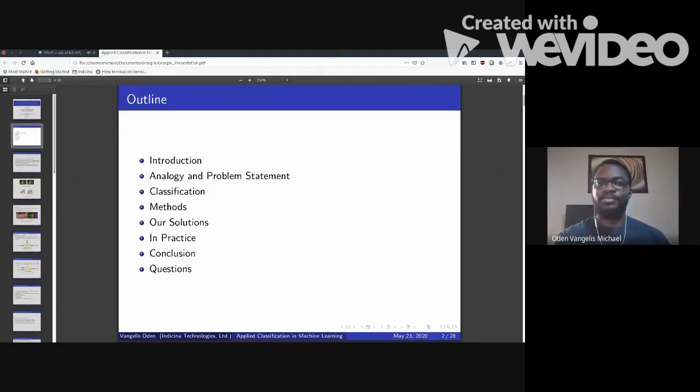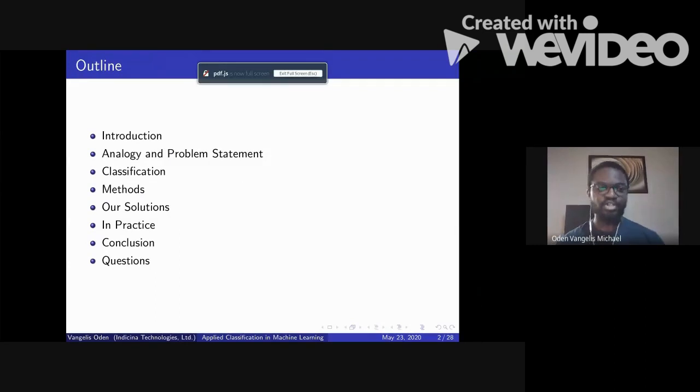All right, so the outline. I'll start with an introduction where I'll introduce you to the concept of classification in general. Then I'll give you an analogy and problem statement, what we'll classify as classification. And then we'll go further into classification to understand the various types and the various methods that we can use. Then I will talk about some solutions, and then machine learning in practice generally, and finally conclude. Then you can ask me all the questions you would like to ask.